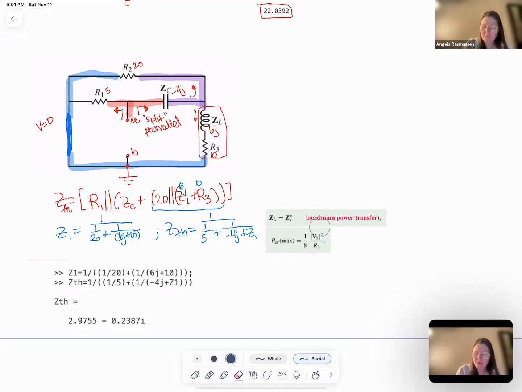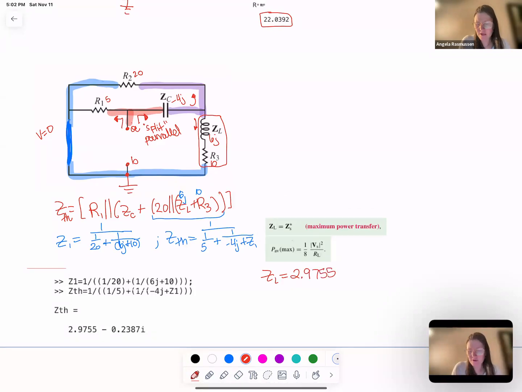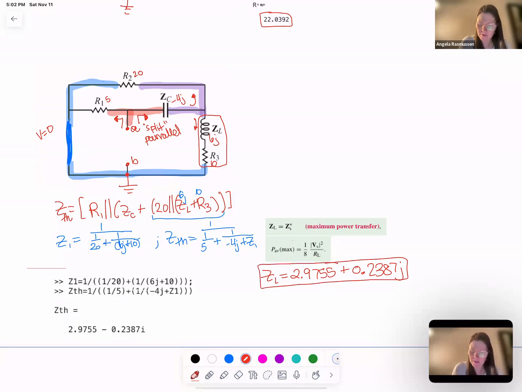So now for the maximum power transfer and the average power. The maximum power transfer is just going to be, ZL is going to be opposite this ZTH, or the complex conjugate of this ZTH. So the real part is left alone, and then it's a plus instead of a minus, 0.2387J. So there is my load impedance to get maximum power transfer.